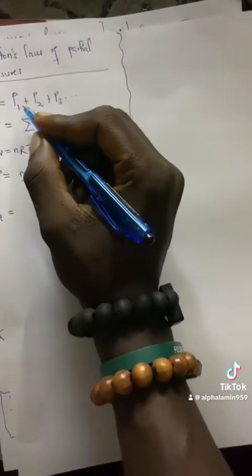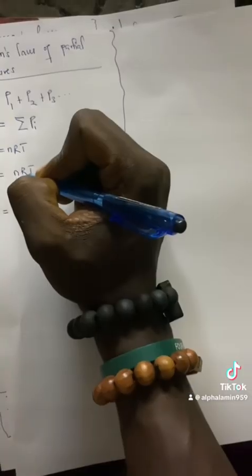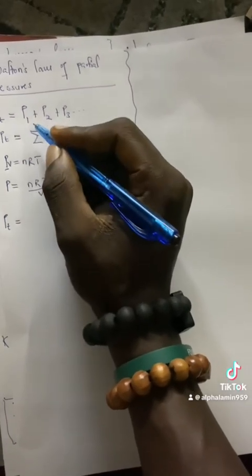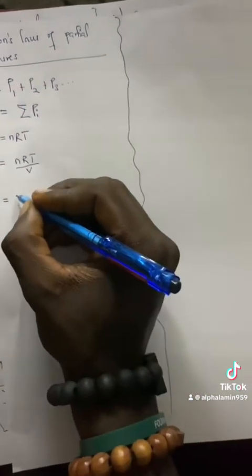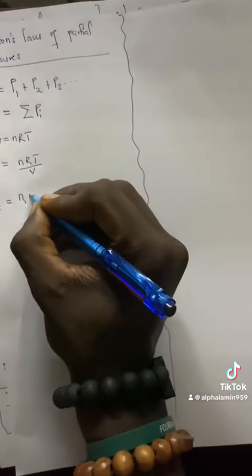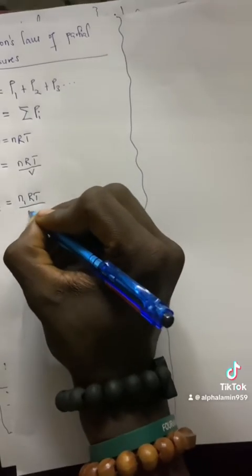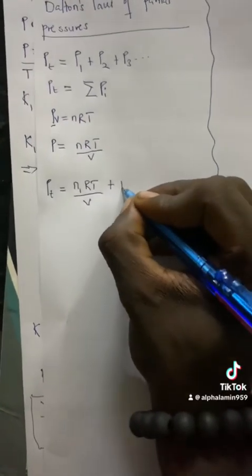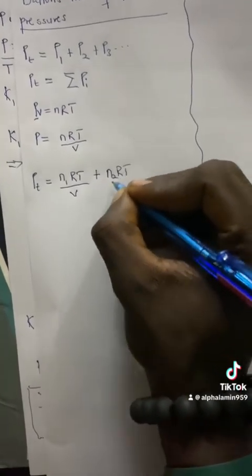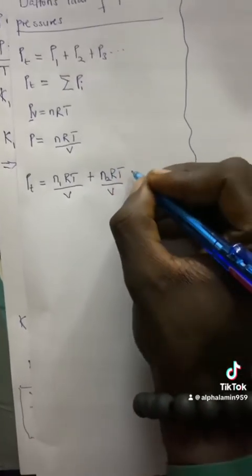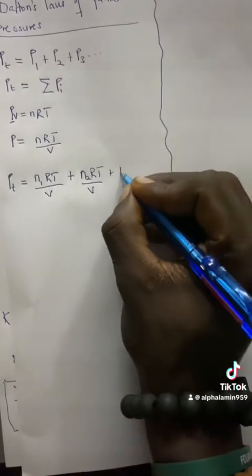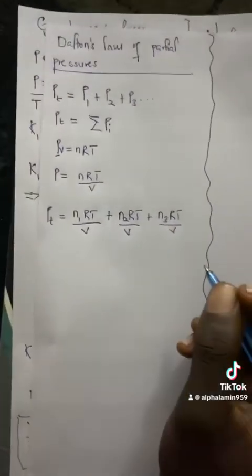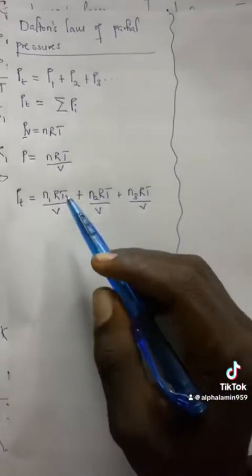But P1 has number of moles 1, because R can be constant, T can be constant. We can possibly have a constant volume as well, but the number of moles is going to change. So the first one will be N1 RT over V. That's for P1. For P2, we have what? We're going to get N2 RT over V. For P3, we are going to get N3 RT over V.